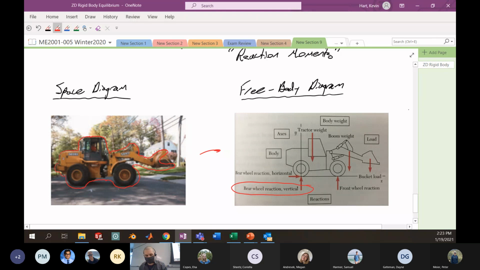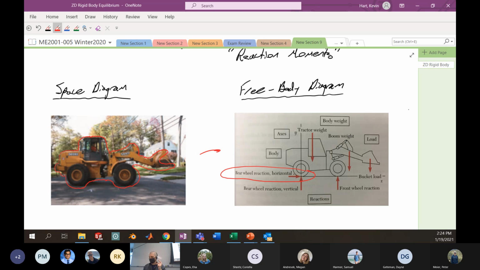You've got a similar looking force at the back wheel here, which is, again, stopping this guy from moving downwards. And then you have this surprising one here, which you may not have thought about, which is this horizontal reaction. And this just comes from the friction of the tires on the ground. Okay, there's some frictional force that's holding this particular tractor in place. We're going to talk about that in just a second.